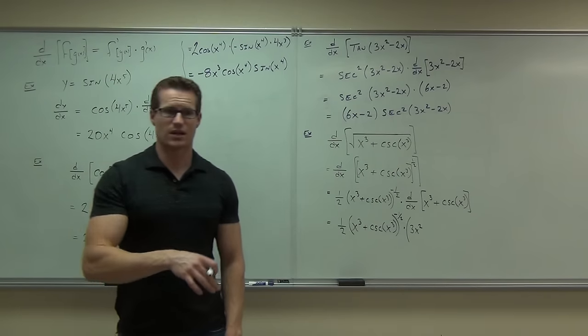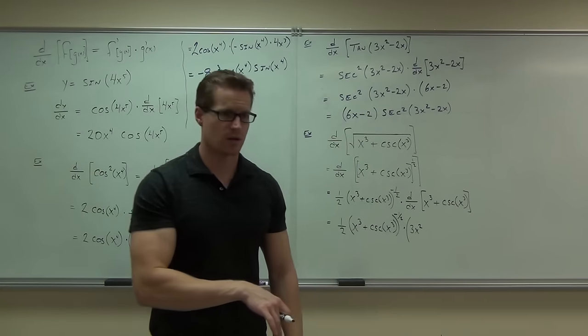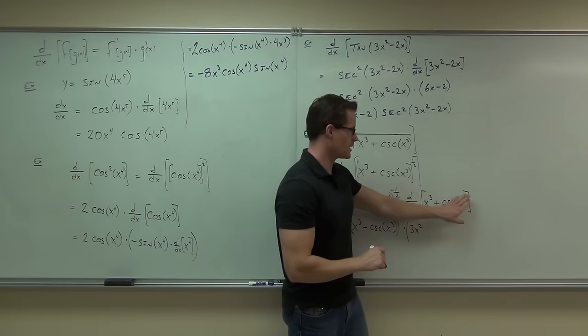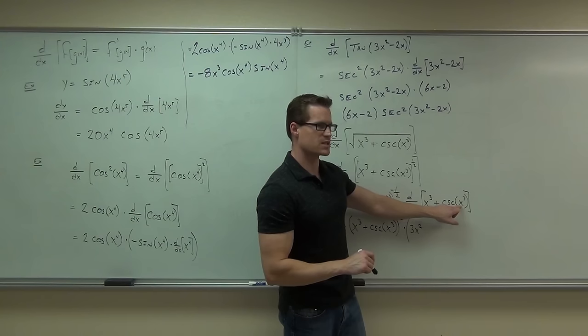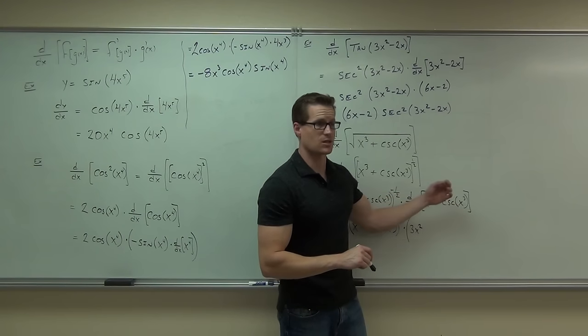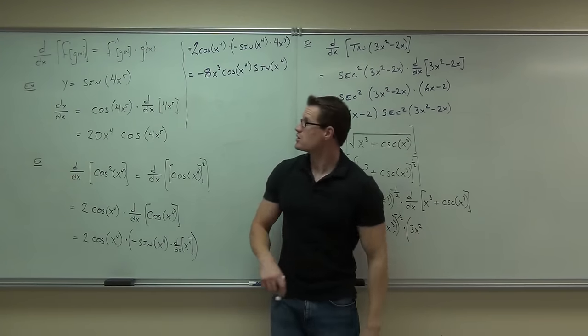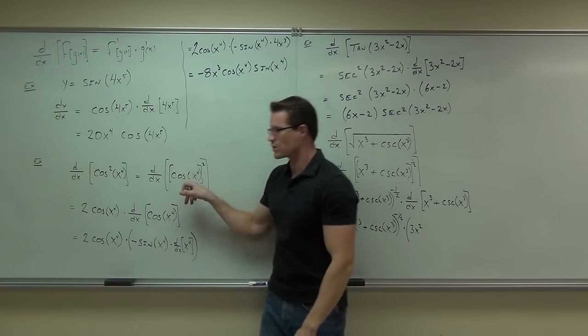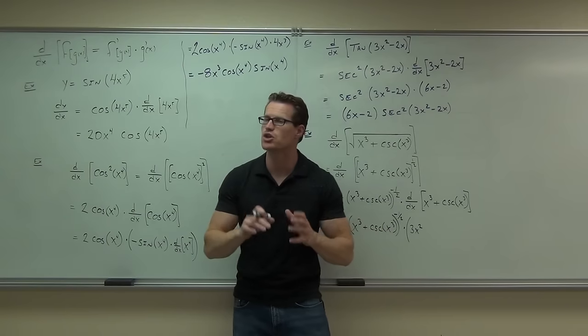Can I take it directly, or do I need a special rule for it? Do you see the chain rule here? Chain rule says, sure, it is cosecant, but if there's something special in there besides an x, that means a chain rule, because that's a composition, just like that one was. You need a chain rule there.